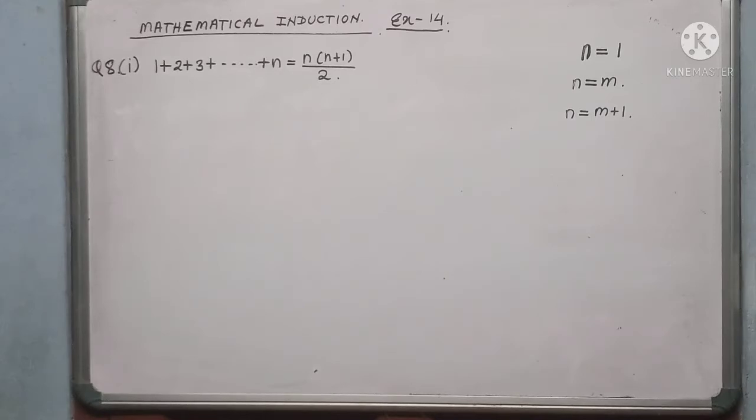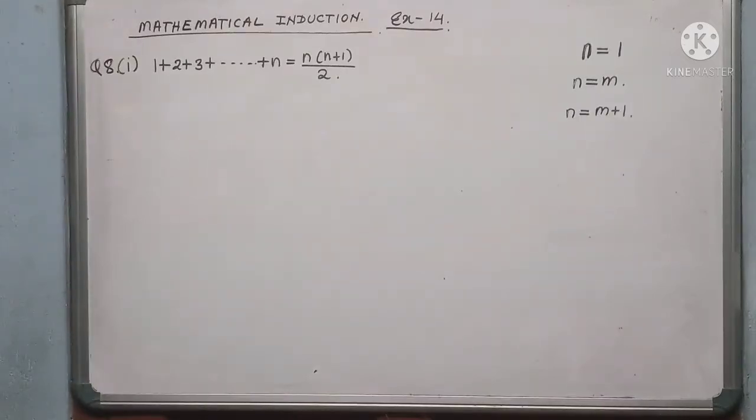Now let's start. Question number 8.1. 1 plus 2 plus 3 up to n is equal to n into n plus 1 divided by 2. Only this kind of problems are important in ISC class 11 or any boards. You have to prove that the sum of the first n natural numbers is equal to n into n plus 1 divided by 2, and verify whether this is true or not.